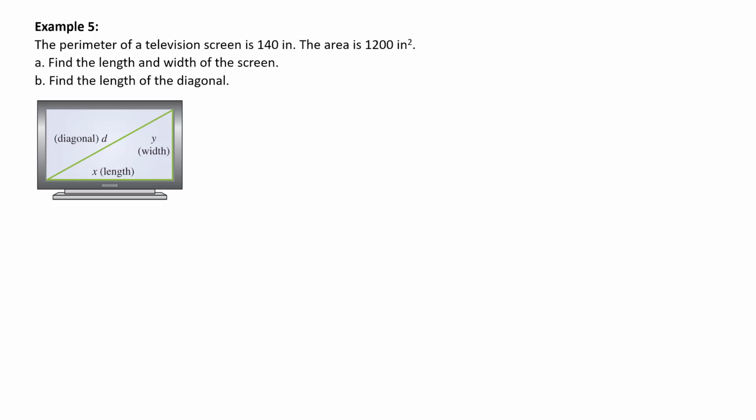All right, here's an application of systems of nonlinear equations. The perimeter of a television screen is 140 inches, the area is 1,200 square inches. Find the length and width of the screen. So first of all, part A, find the length and the width.